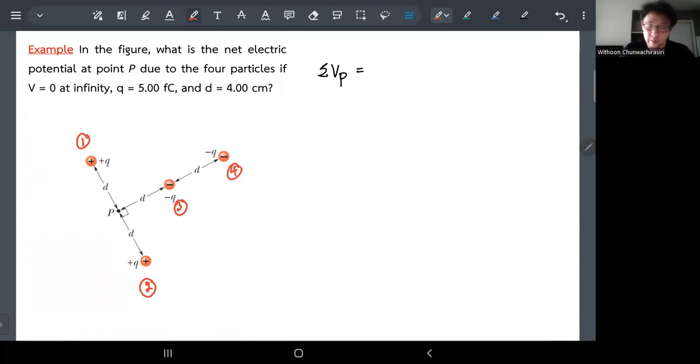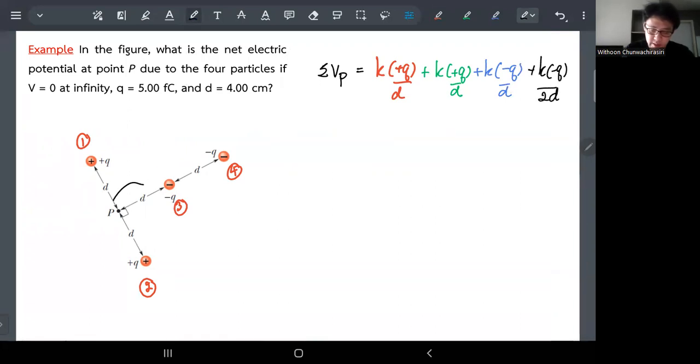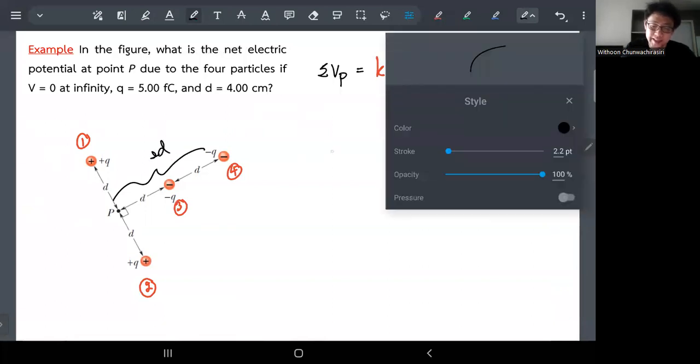Start from charge number 1. It's k plus q over d. Done. Charge number 2, k plus q over d. Charge number 3, k minus q over d. Charge number 4, k minus q over 2d, right? That's the distance here, 2d. And that's it, guys. It's easy, right?